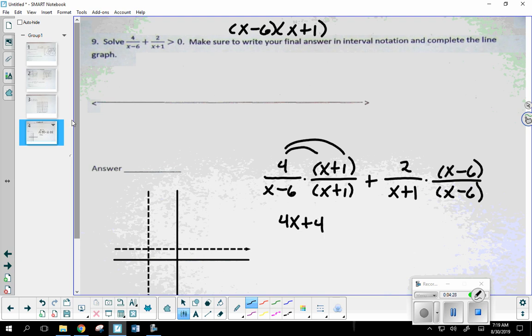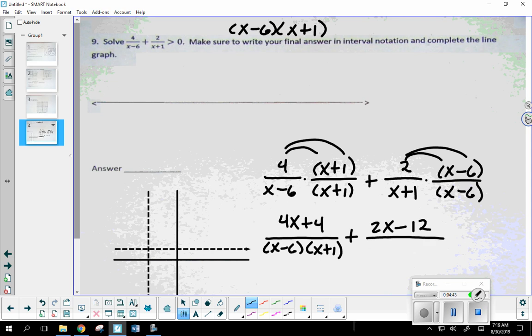Okay, over x minus 6, x plus 1. Okay, then we have plus, distribute here, 2x minus 2 times x minus 6, 2x minus 12, again over the common denominator, x minus 6, x plus 1.